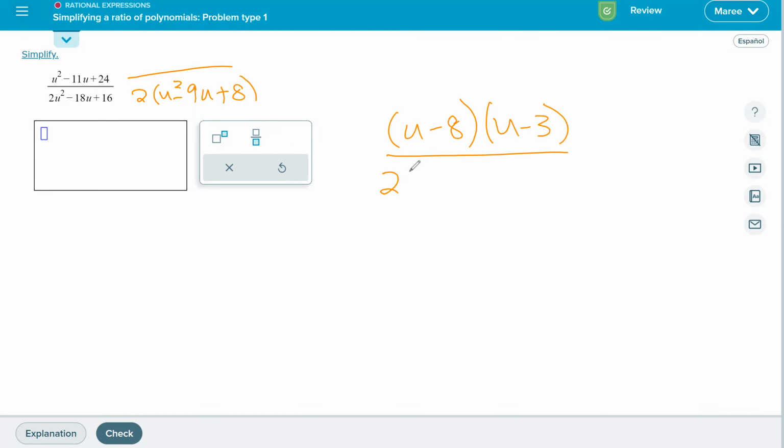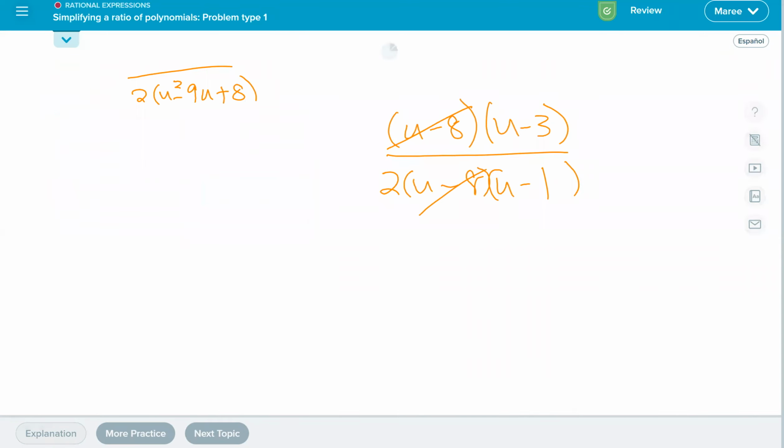And then we have our 2, and we're going to factor this denominator: a negative 8 and a negative 1 would give us that positive 9. Oops, I didn't do the 1 right there. So u minus 8 will cancel. That'll be the only thing that cancels, not that part. We need u minus 3 in the numerator, and in the denominator 2 parentheses u minus 1, end parentheses.